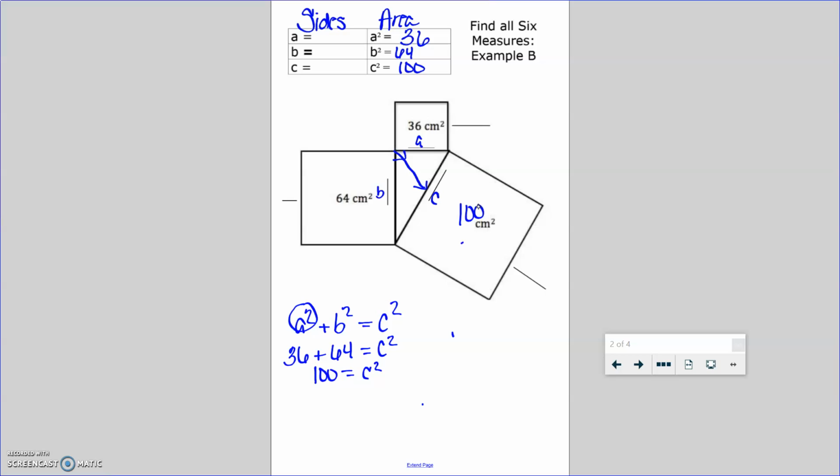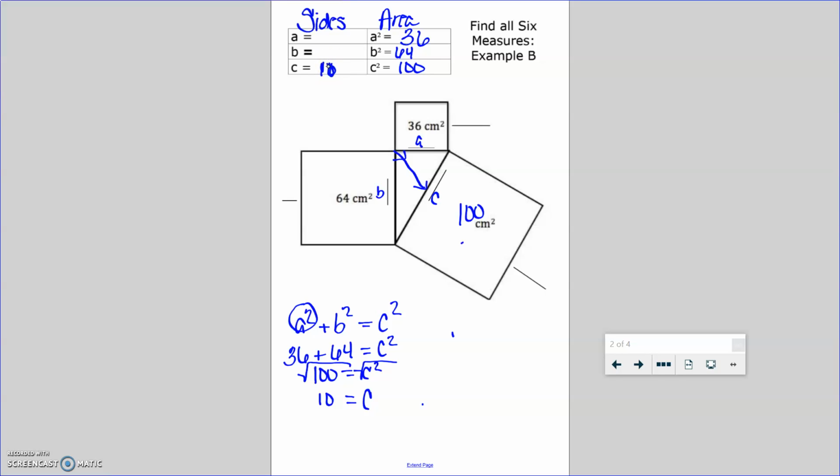Now, I am not done, because now we need to find the side length. We know that C squared is 100. In order to get C by itself, we need to undo that, which is finding the square root. If I find the square root on both sides, just like it's an equation, C is equal to 10. We found the square root of 100, which is 10. So C, the side length, is 10.